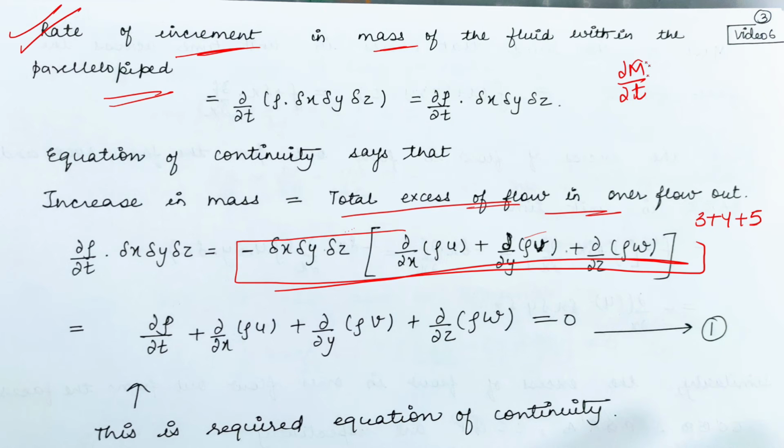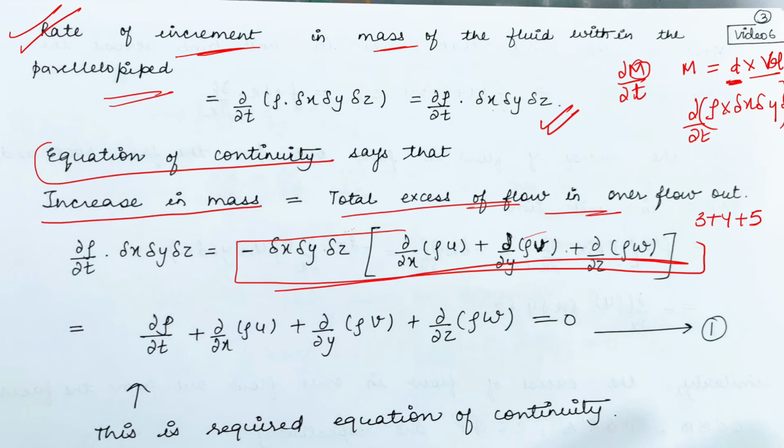The mass formula will become density into volume. Now density for the fluid is rho, volume is delta x, delta y, delta z, and it will be del by del t. So it will become del rho by del t, delta x, delta y, delta z. This is the rate of increment of mass. So rate of increment of mass will be equated with the total excess flow. To obtain the equation of continuity, we can say increase in mass is equal to total excess flow. That means if I'll say this is 6, we can equate 6 with this equation.